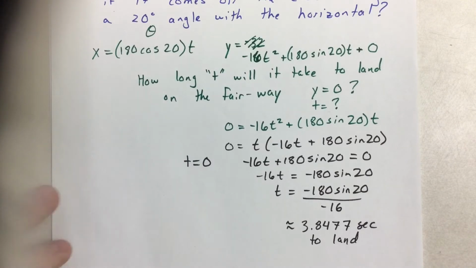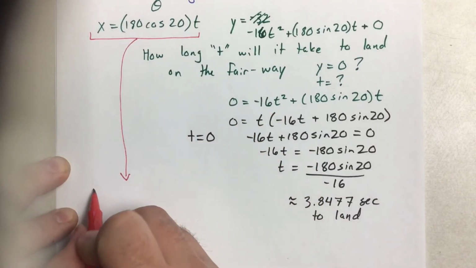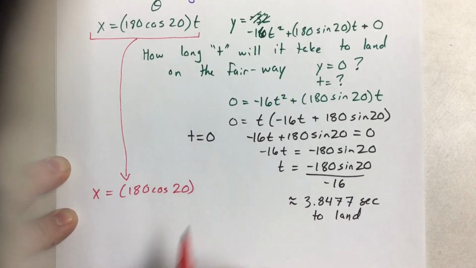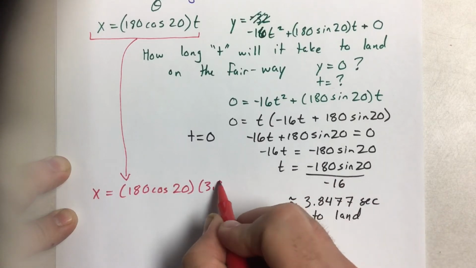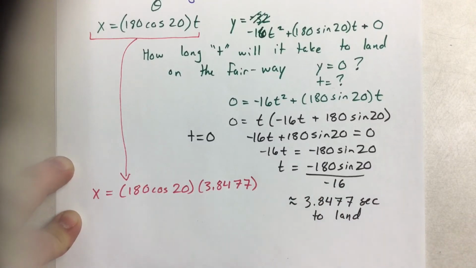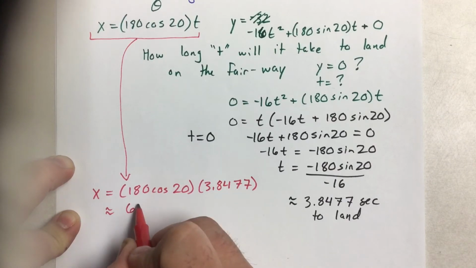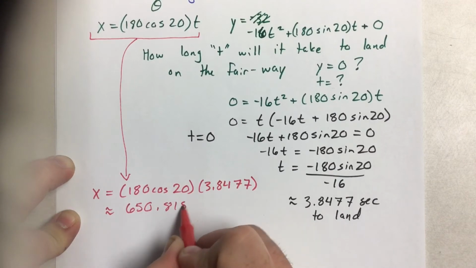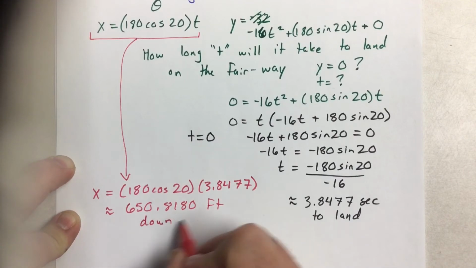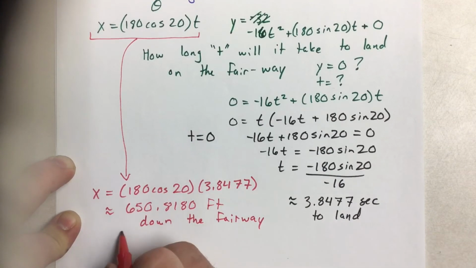So part 2 will be taking our horizontal equation and multiplying it by the time. And when we perform that calculation, we get approximately, and you can do this as well with me just to check it, approximately 650.8180 feet. Now we'll add onto this down the fairway. This is our horizontal distance.